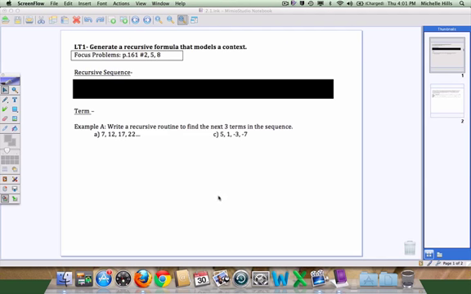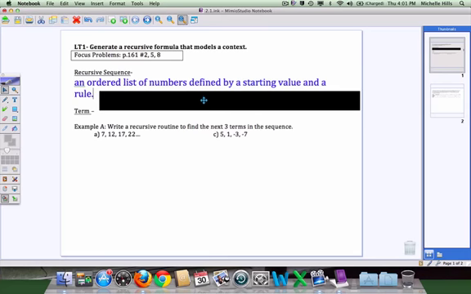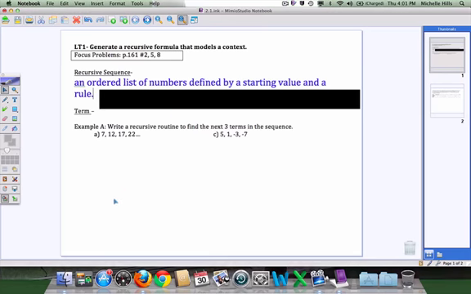Today we're going to be looking at how to generate a recursive formula that models a context. So it's probably a good idea to first look and see what a recursive sequence is. A recursive sequence is an ordered list of numbers that is defined by a starting value and a rule. So what I need to do when I'm looking at these sequences of numbers is see if I can find a pattern moving from one number to the next.